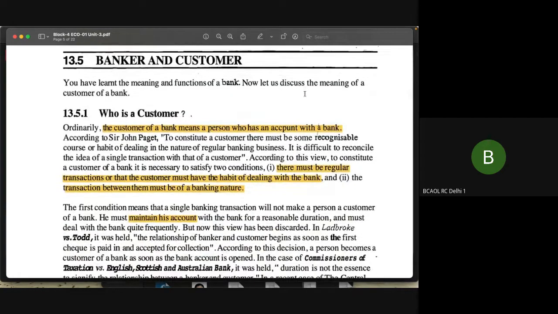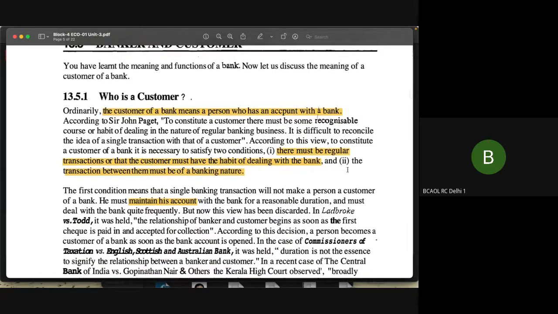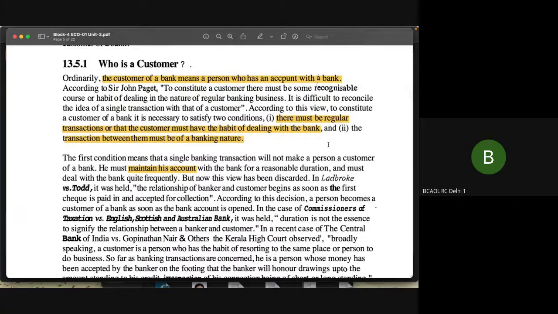What is a banker and what is a customer? Who is a customer of a bank? A person having an account with the bank is a customer of the bank. Plus, he needs to regularly deal with the account, regularly make transactions of a financial, banking nature. If there is no regularity, you are not a customer of the bank.